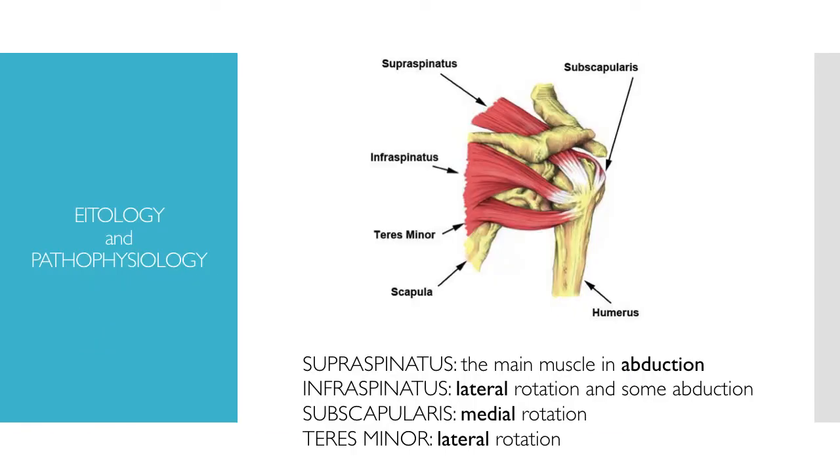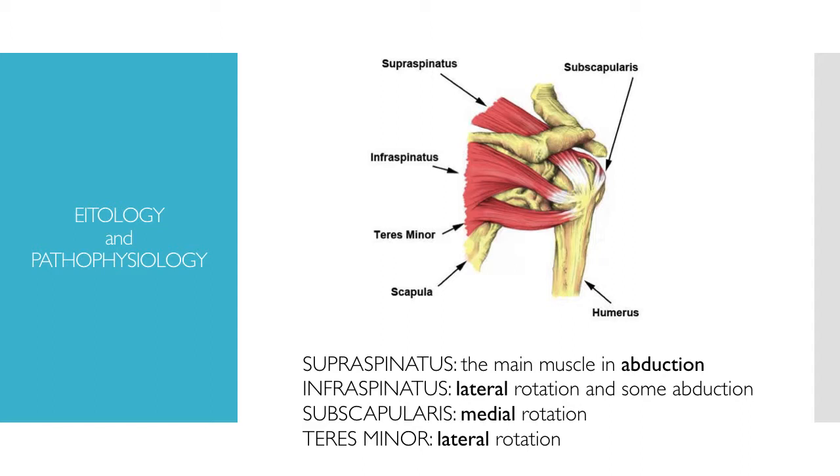So first talking about the etiology and pathophysiology. The rotator cuff is made up of four muscles: the supraspinatus, infraspinatus, subscapularis, and teres minor. The most commonly torn is the supraspinatus, which is the main abductor of the shoulder muscle. The infraspinatus and teres minor are used with lateral rotation of the shoulder, and the subscapularis is medial rotation of the shoulder.